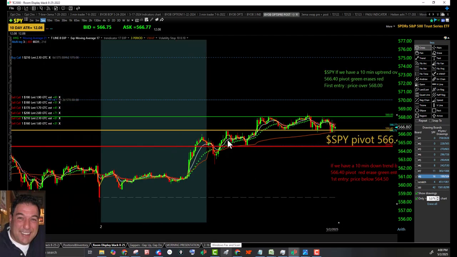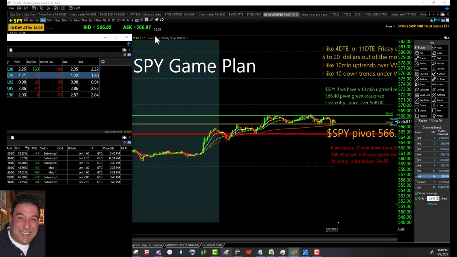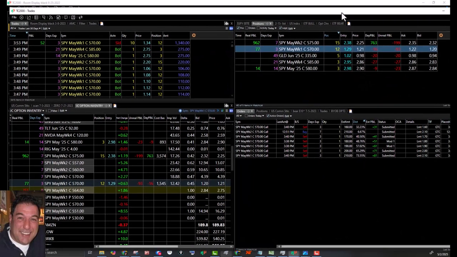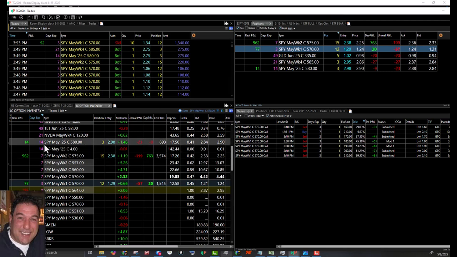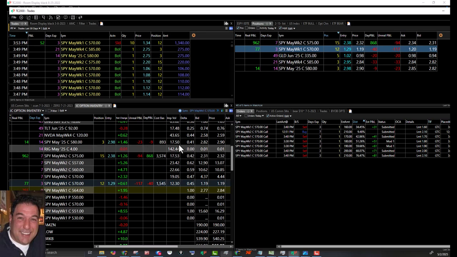Dow, okay, so we traded that nice 10-minute uptrend move here over VWAP. We did pull back. It's a little shaky, not as smooth as some of the other 10-minute uptrends, but we made some money. Dow I did pretty good. 563 puts the diamonds up $5,000 here. All right, so I traded the 580 calls, 14 days till expiration. Made $14 there on the SPY. 575 calls, 7 days till expiration. Ended up making $962 there.